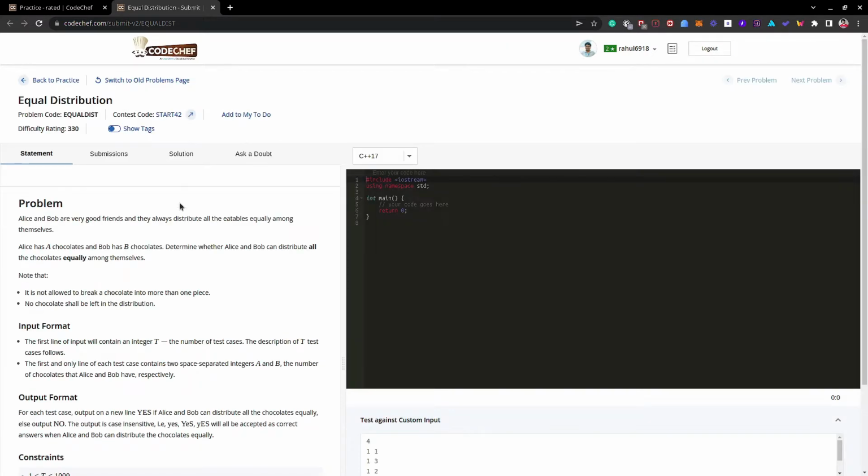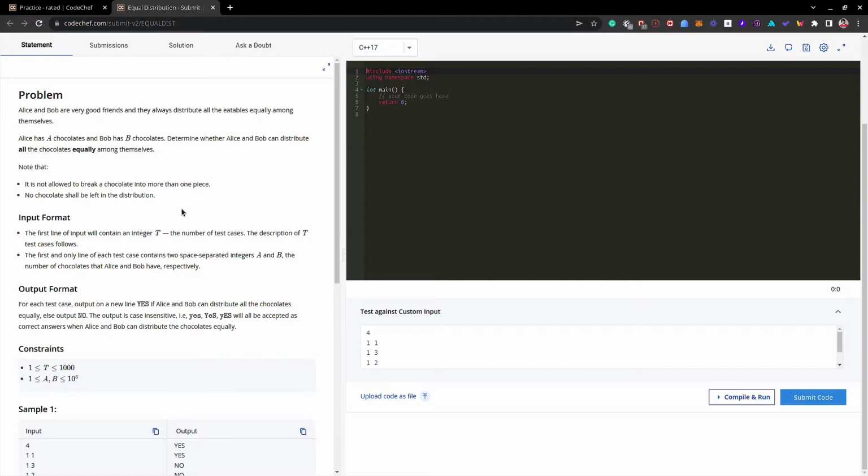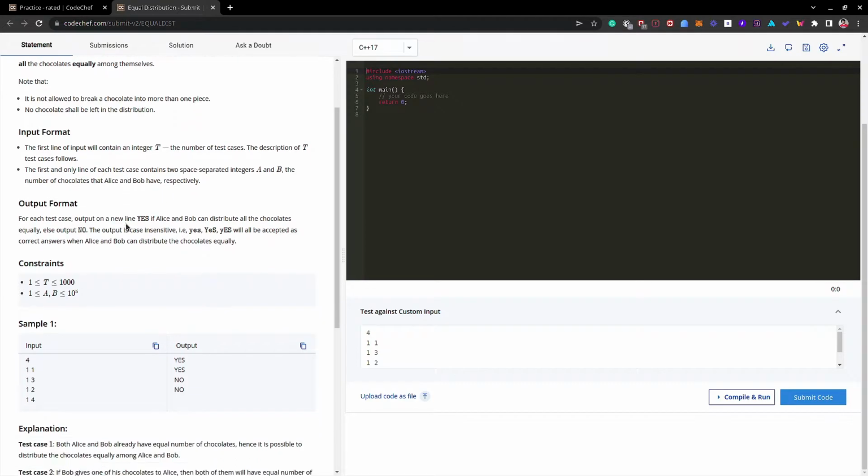So let's do Equal Distribution. Let's read the problem. Alice and Bob are very good friends, we all know that, and they always distribute all the chocolates equally among themselves. Alice has A chocolates and Bob has B chocolates. Determine whether Alice and Bob can distribute all the chocolates equally among themselves. It is allowed to break a chocolate into more than one piece. No chocolate shall be left in the distribution.